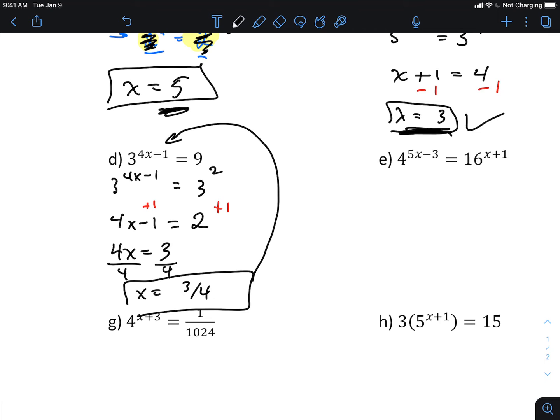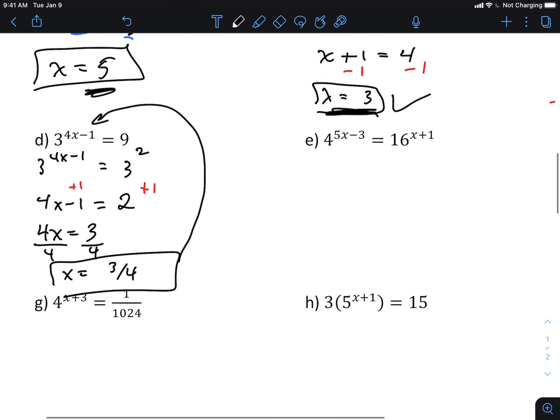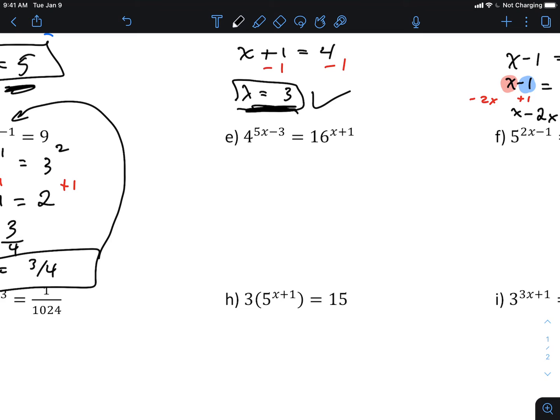Okay? Do another one. This is a nice one. We rewrite the left side. And is there a way to rewrite 16 with a base of 4? 4 to the power of what gives me 16? 2. Good. So 4 squared, and we can write the exponent as 2 times x plus 1.